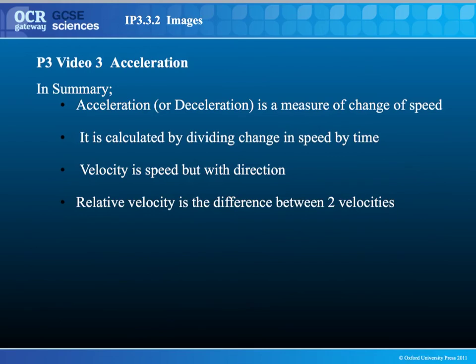So, in summary, acceleration or deceleration is a measure of the change of speed, and you calculate it by dividing the change in speed by time, so it's a rate of change. Velocity is speed, but it has a direction component, and the relative velocity is the difference between two velocities.